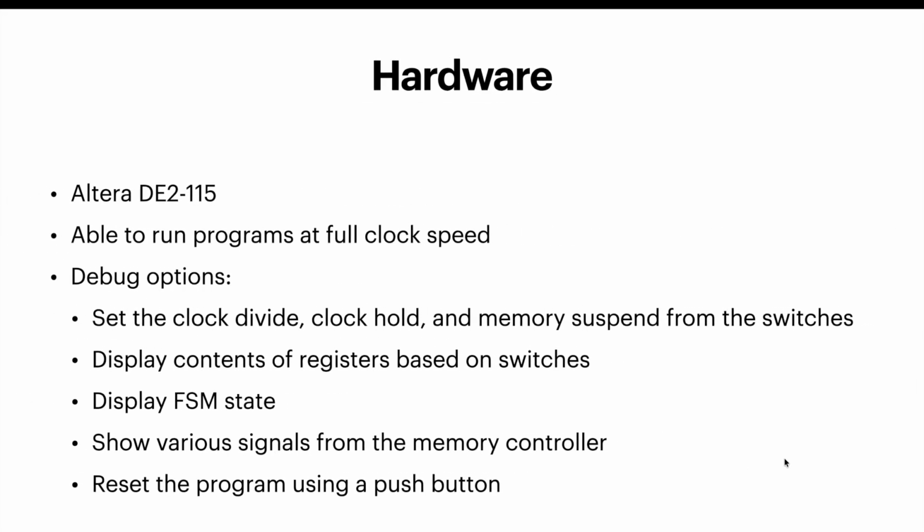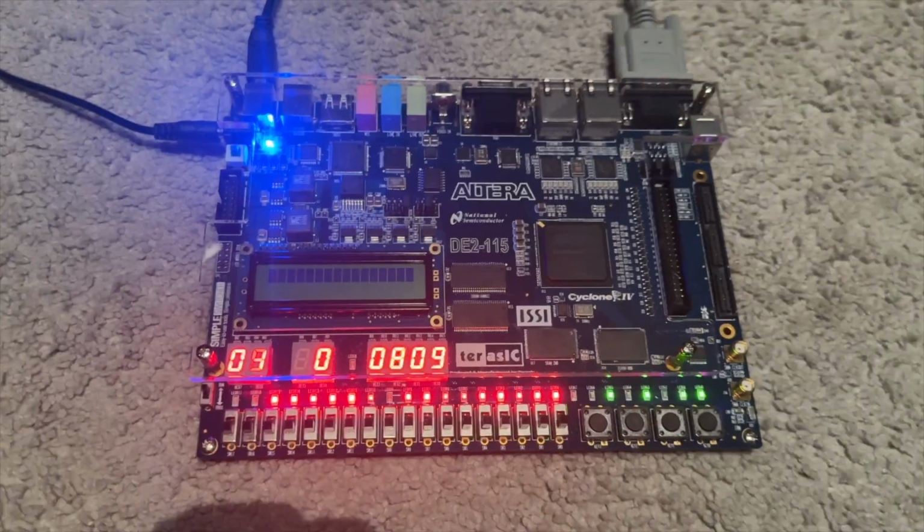This project is built with the Altera DE2-115. It is able to run programs at full clock speed, as well as having various debug options such as setting clock divide, clock hold, and memory suspend from the switches. You can display contents of registers based on switches, display the FSM state, show various signals from the memory controller, and reset the program using a push button.